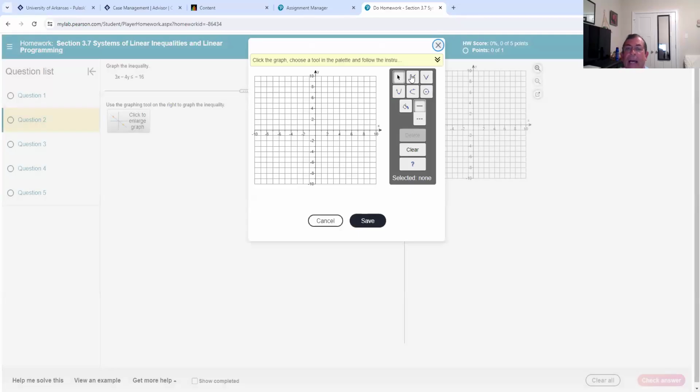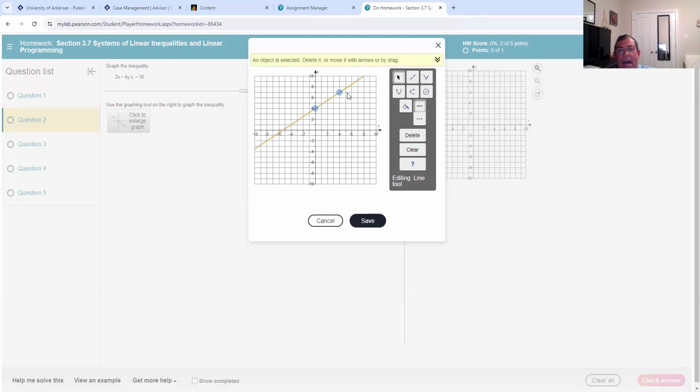I'm going to choose the line tool. Now this one was greater than or equals, so I need the solid line highlighted, which by default it has highlighted, okay? So (0, 4) would be 0 and up 4.